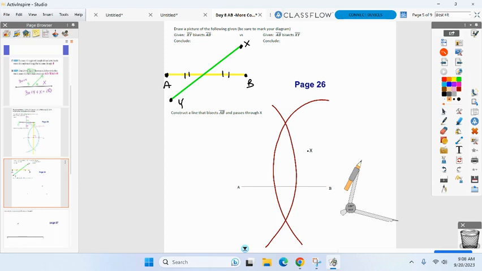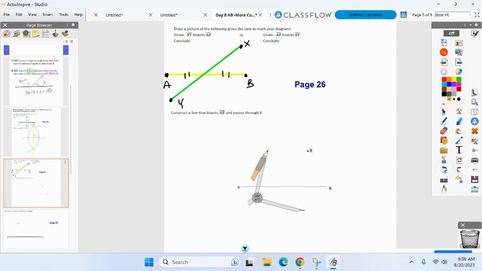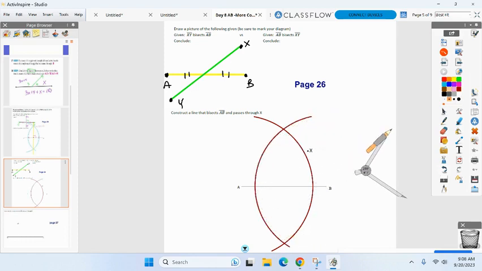I still want to do this though. This is going to help me though. All right, so go ahead, do your fish construction and we'll talk. Even though it doesn't go through X, how can this construction still help me? So open up your compass more than half the length. Don't draw the line in though, because you know it's not correct. It won't go through X.